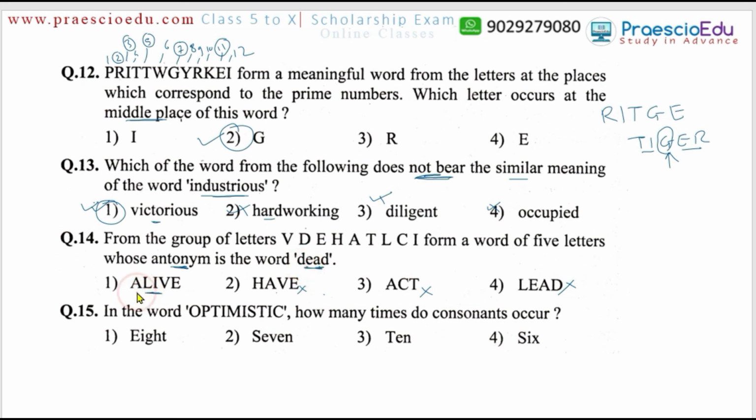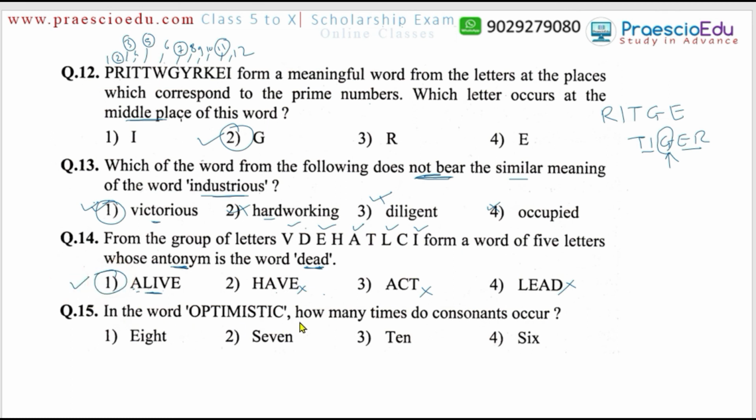Now we have to check just whether the letters of alive are present in this group or not. So A is there, then L is also there, then I, then V, and then E is already present. So this option is the correct one. Like this, we have to check it. Okay, now question number 15.